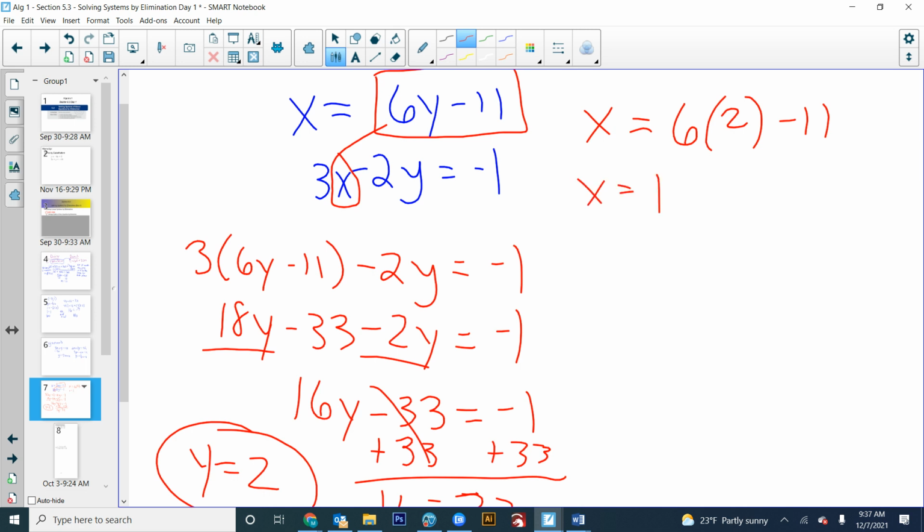How do I write it as an ordered pair? Go ahead, Zach. 1, 2. Yeah, 1, 2. Okay? Very good.